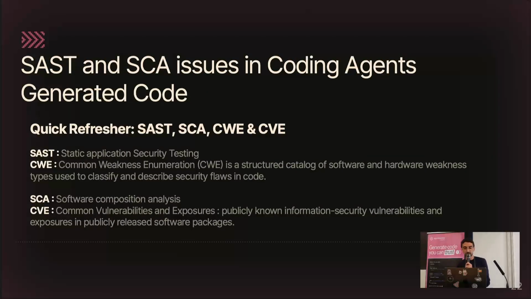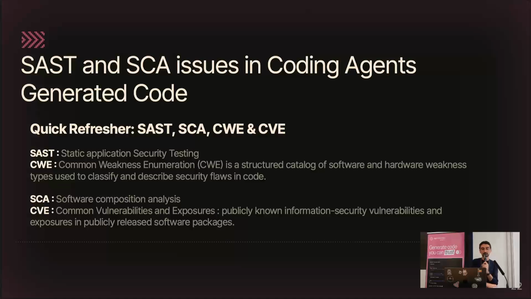Another problem with coding agents is with SAST and SCA. So, a quick refresher: SAST is Static Application Security Testing. It's like a scanner that scans your code base and finds vulnerable patterns in the way you write your code. Most of the time what it finds is what we call CWE, Common Weakness Enumeration, which is a structured catalog of software and hardware weakness types used to classify and describe security flaws in code.